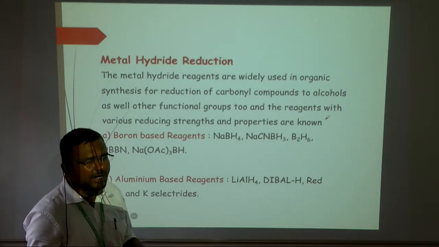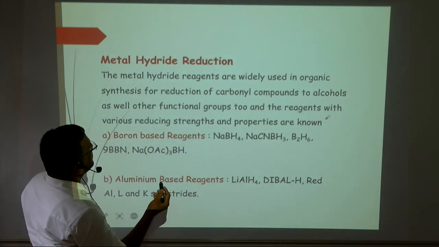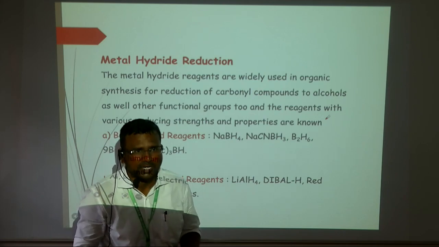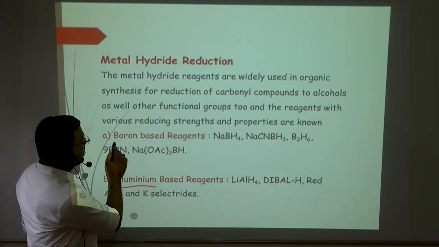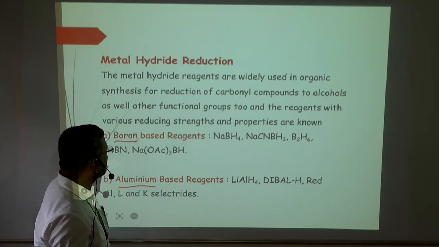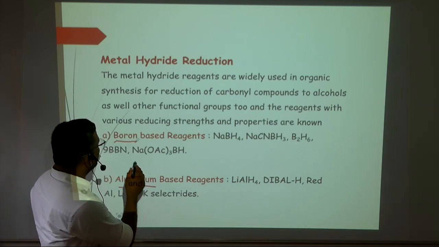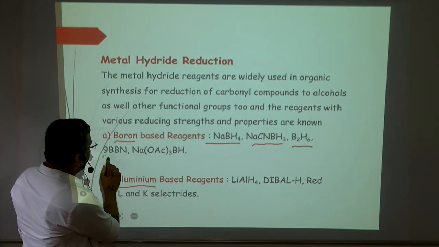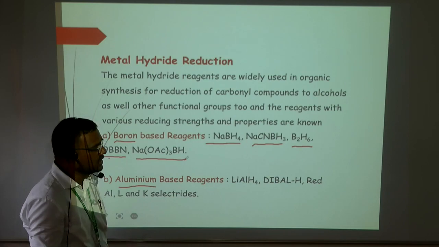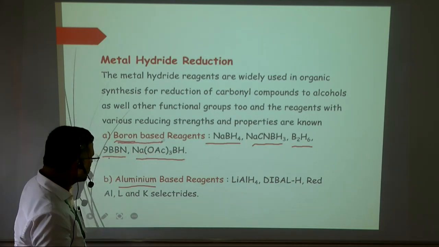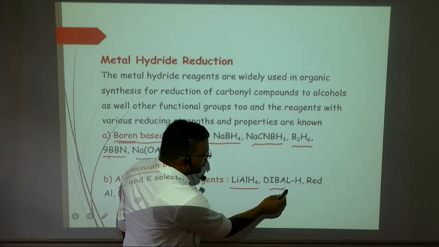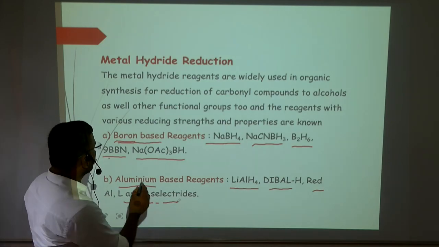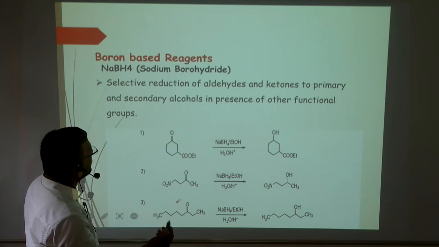Now, as I told you earlier, some metal hydrides also act as reducing reagents. In metal hydrides also, there are different types. Some metal hydrides are boron-based, and some are aluminum-based. At the beginning, I gave the examples of boron-based and aluminum-based reagents. Once again, look at here. Sodium borohydride, sodium cyanoborohydride, diborane, these are the examples. One more, 9-borabicyclononane, sodium triacetoxyborohydride, these are examples of boron-based reagents. On the other hand, lithium aluminum hydride, diisobutyl aluminum hydride, red aluminium, and lithium and potassium selectride are examples of aluminum-based reagents.